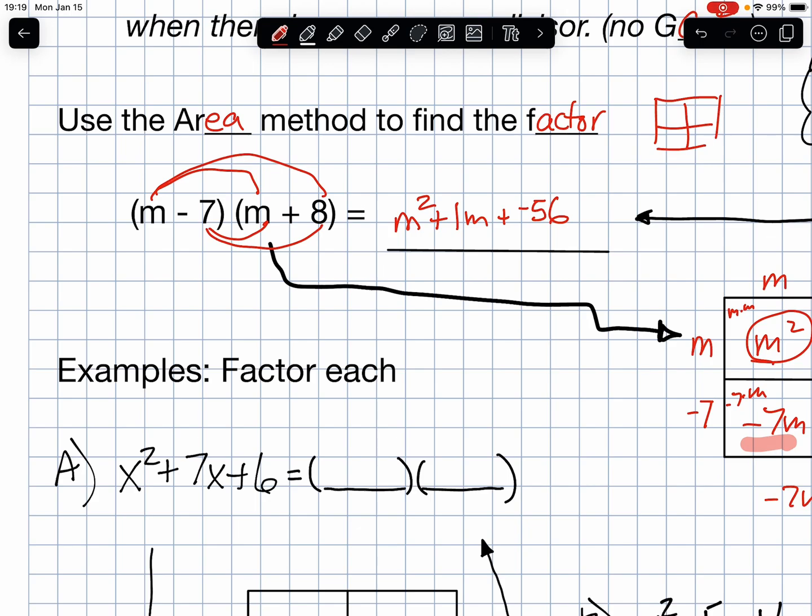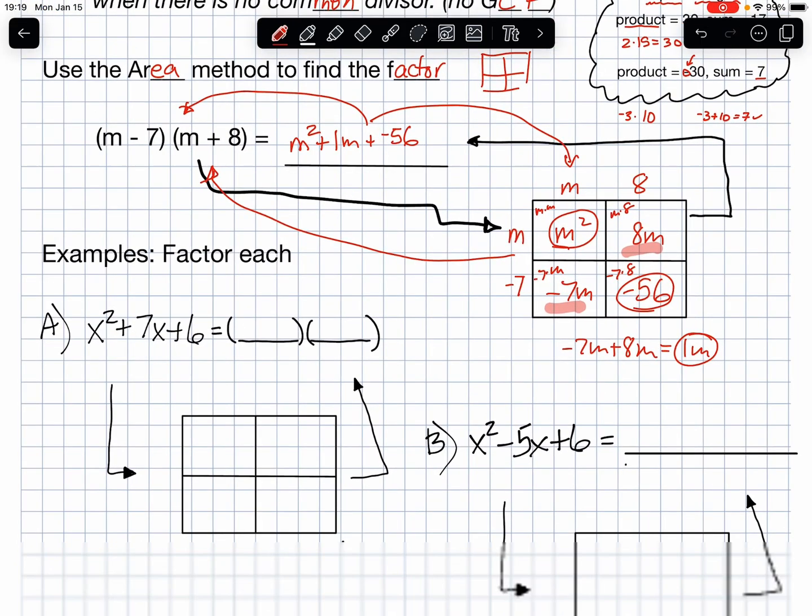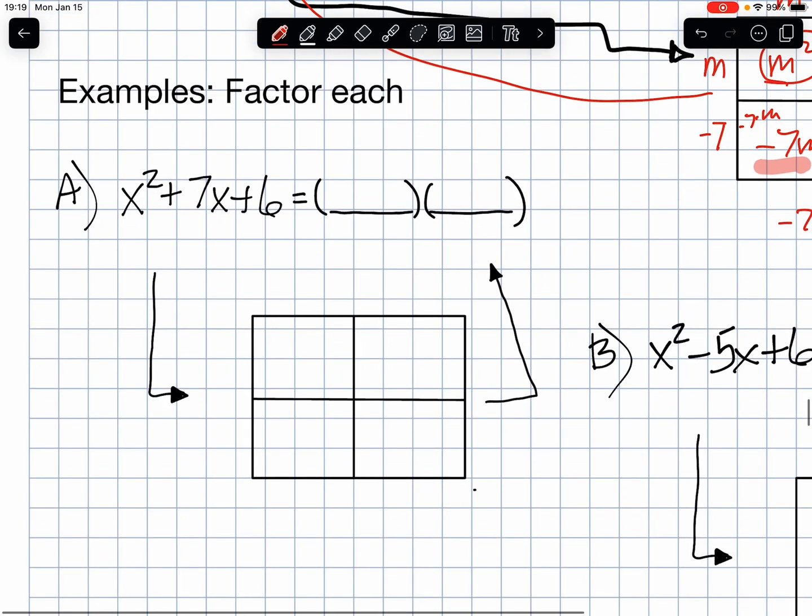All right. Today though, in the lesson, we're going to be going backwards. So we're going to start here and end up here. But to do that, we're going to go to the box and then back to writing it out. All right? Okay, so here's our first example. x squared plus 7x plus 6.